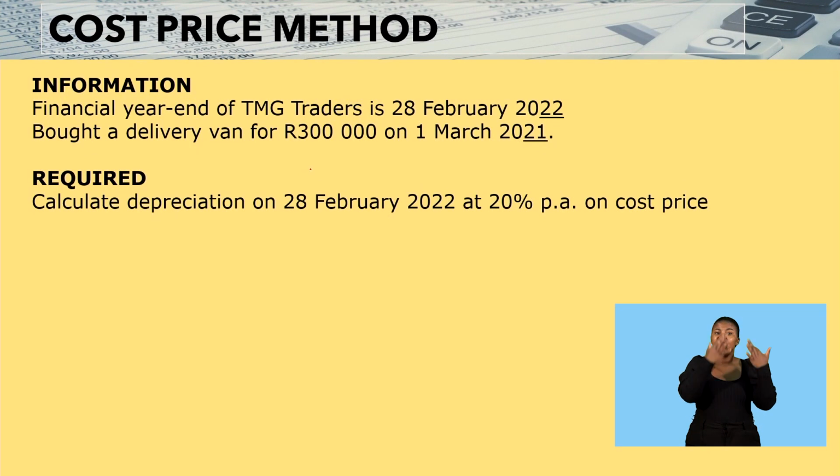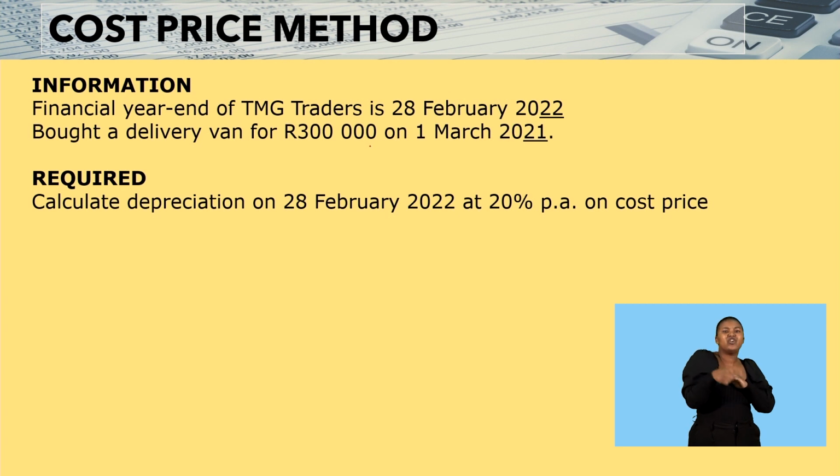And here is our activity that we're going to start off with. It reads, the financial year end of TMG Traders is 28 February 2022. Bought a delivered van for 300,000 on 1 March 2021. Required, calculate depreciation on 28 February at 20% per annum on cost.